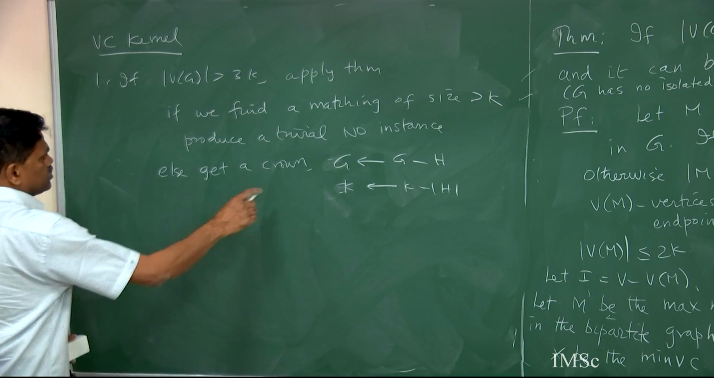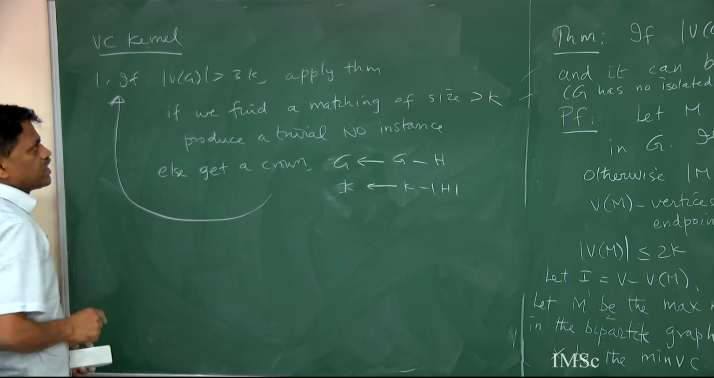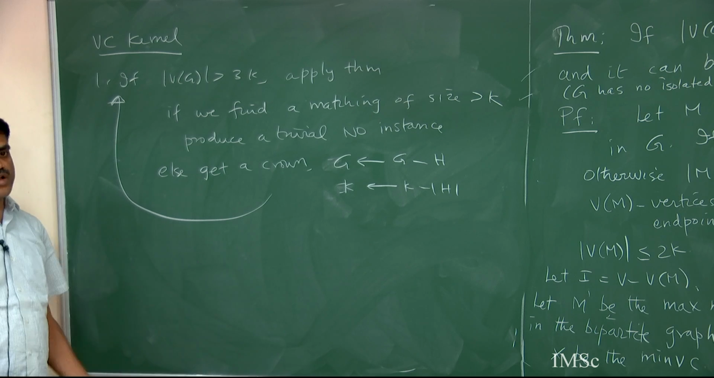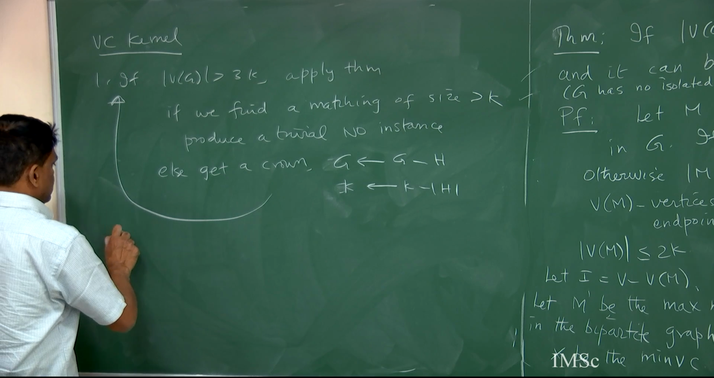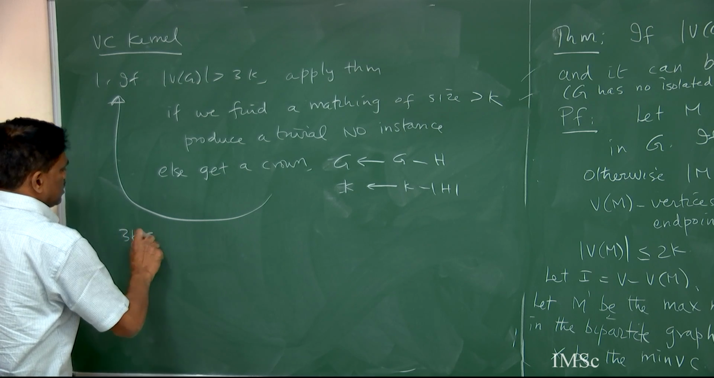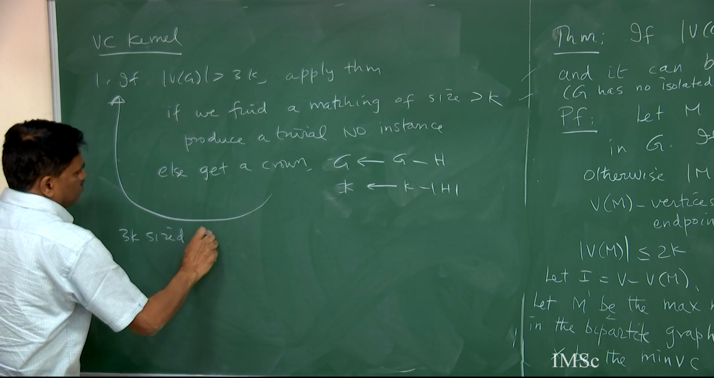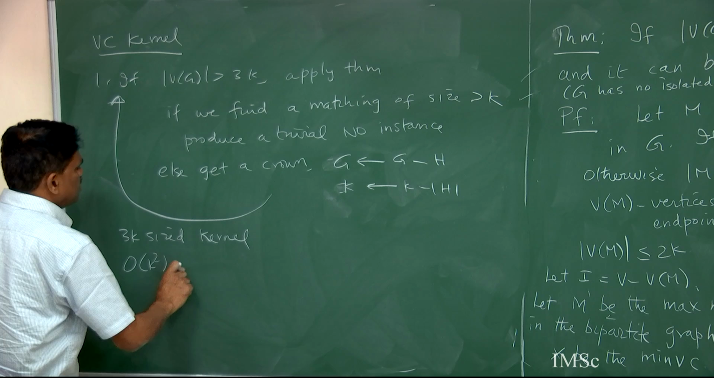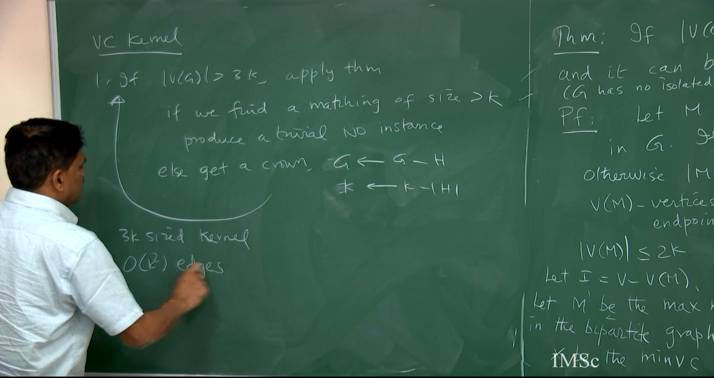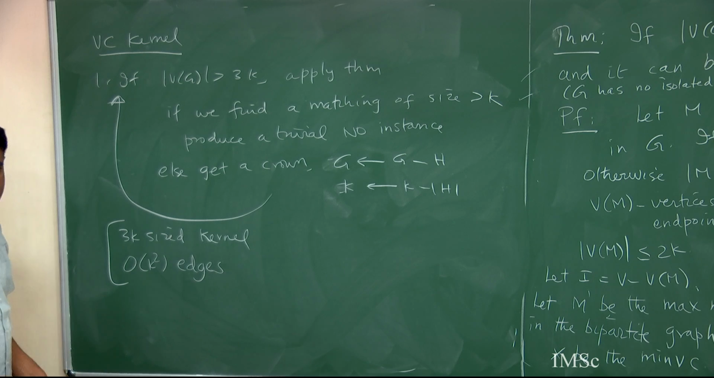Right. So just go back here. The resulting graph size is more than 3k. Find a crown or matching. Keep doing it. We stop at 3k sized. But we get k square edges though. But still, the number of vertices has come down to pretty small. Okay. So this is very nice.